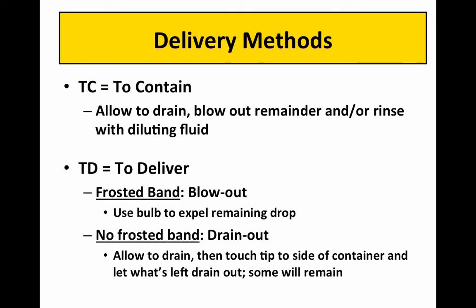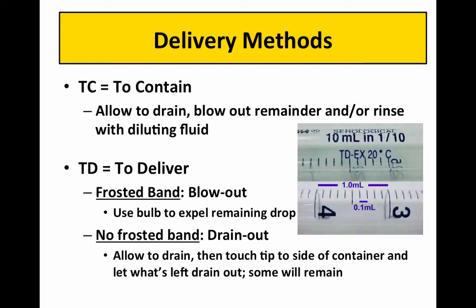And that means you allow the liquid to drain, touch the tip to the side of the container, and let whatever's left in there drain out, and then if there's some that stays behind, you keep it in there. It's supposed to stay. That's all in the calibration of the pipette. So you can see here, if you look, we've got different markings. This is TD. This also says 10 mL in 1/10. So what that means is this pipette is designed to dispense 10 mLs total in 1/10 of a mL increments.